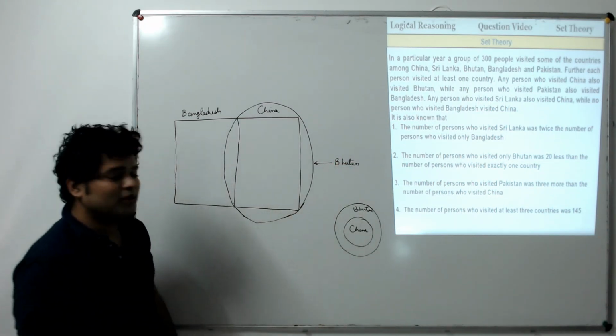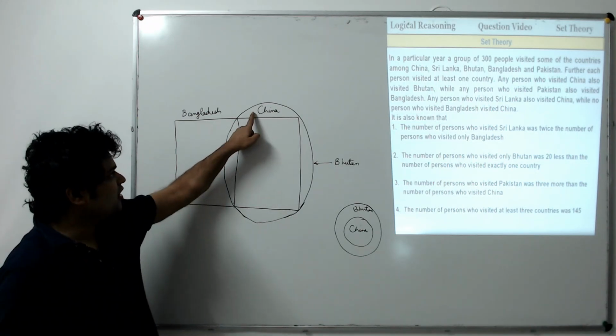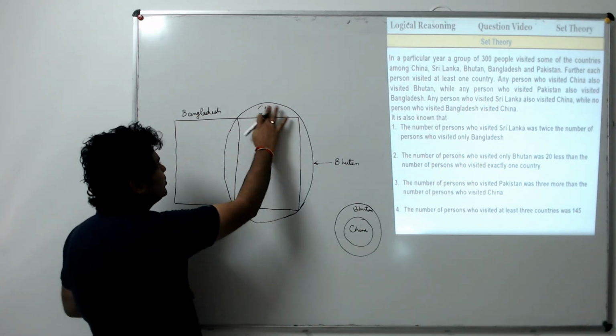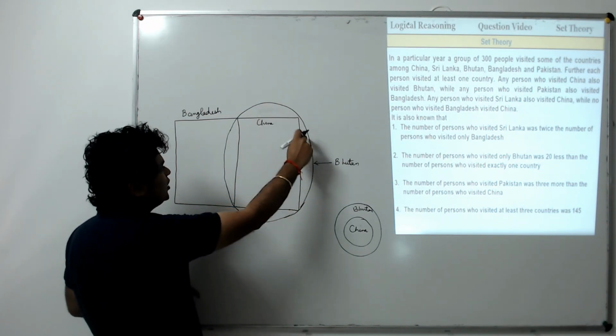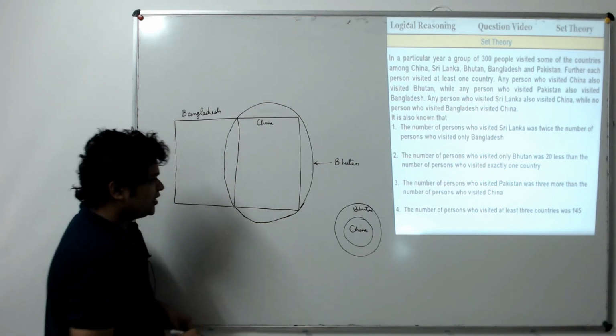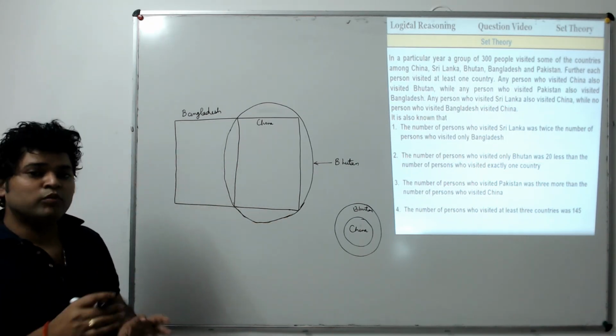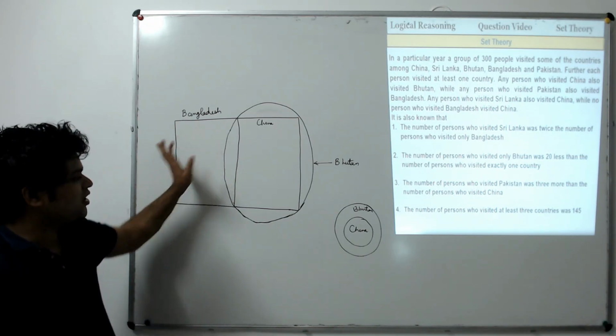Now there is a possibility that a few people might have visited only Bhutan. So this is the area which is only Bhutan. Let me bring China inside this. So this is China. So this region is people who visited only Bhutan. And there has to be a combination of Bhutan and Bangladesh. So for that we have Bhutan and Bangladesh. So this is the intersection.